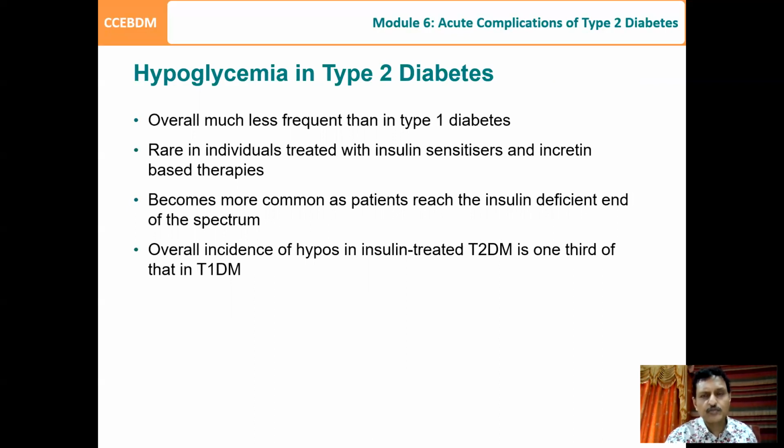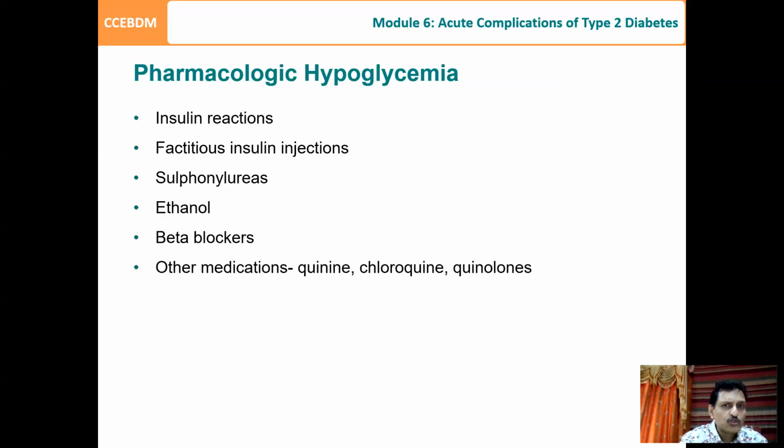So even though a type 2 diabetic is treated with insulin, the possibility of hypoglycemia is very low, because in most situations in type 2 diabetes, we treat only with basal insulin. And the possibility of development of hypoglycemia with basal insulin is very low. So it is quite safe.